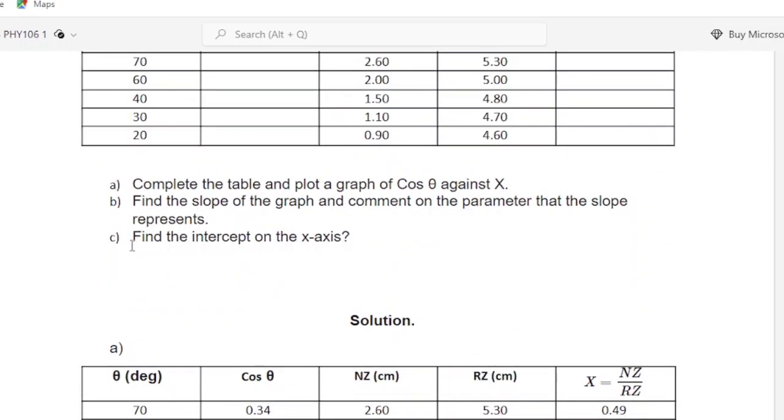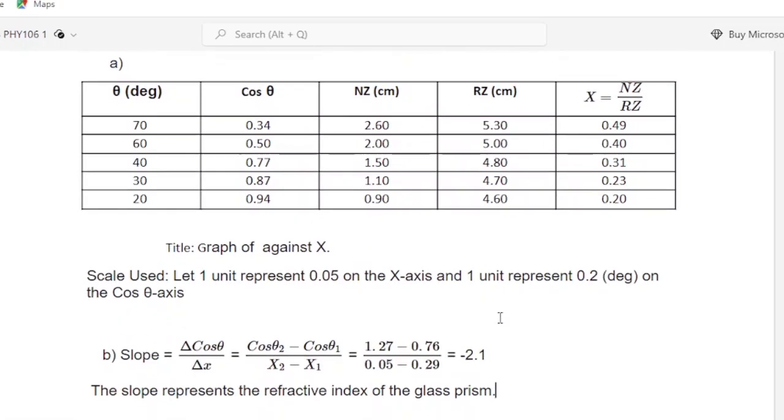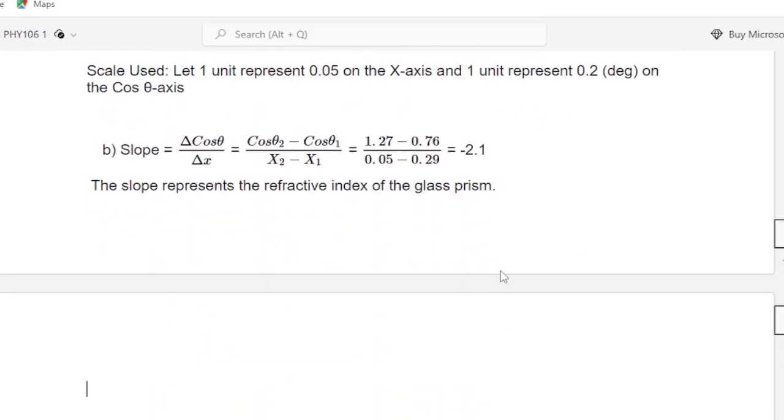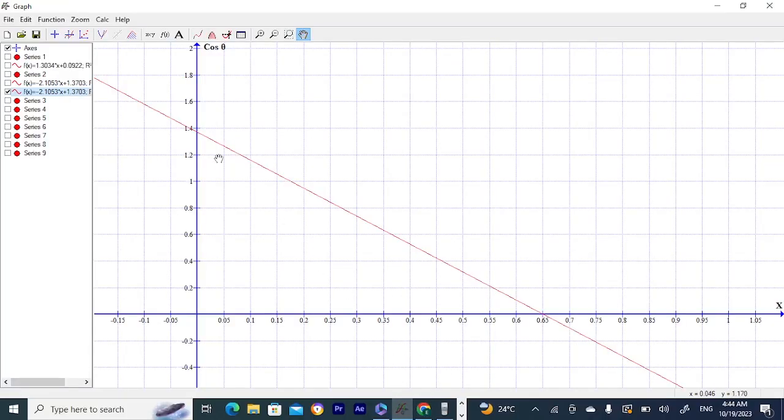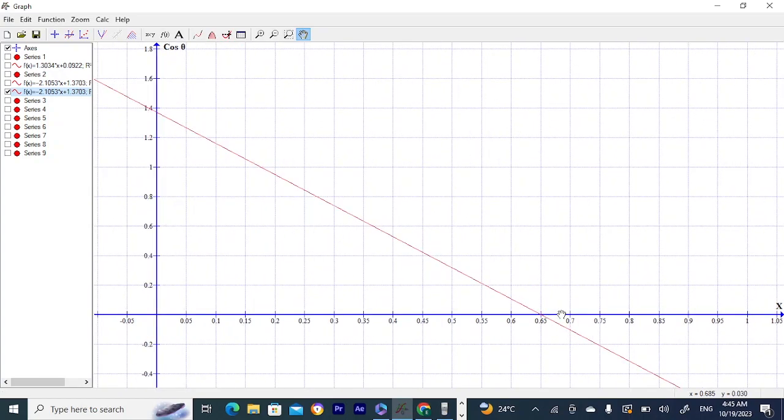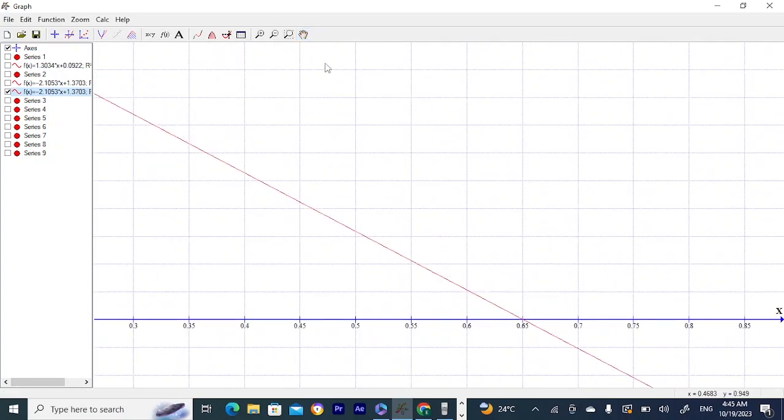All right, so having said that, the next one says, find the intercept on the x-axis. What's the intercept on the x-axis? Let's take C. So for the C part, the intercept on the x-axis is equal to, so to get this value, just simply go back to our graph sheet. So the intercept on the x-axis is this point here, where y is zero.